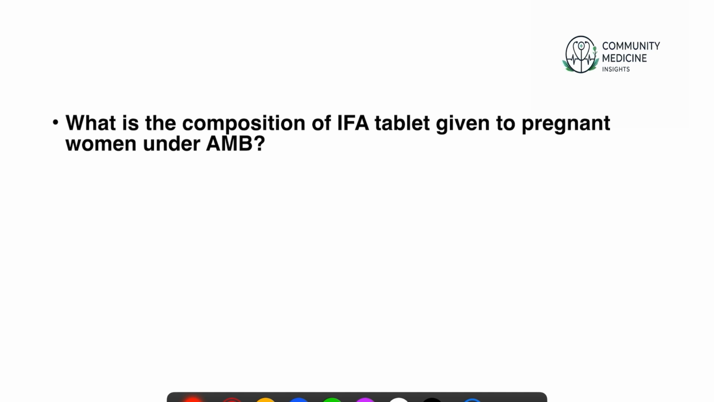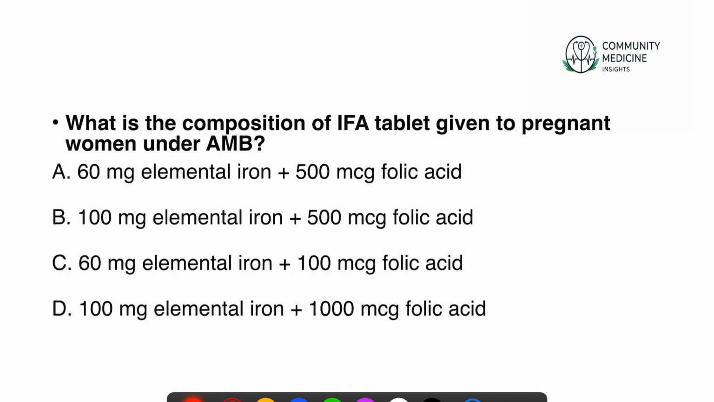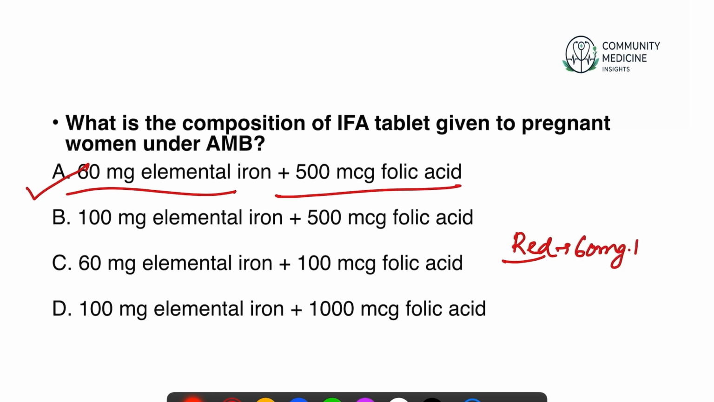What is the composition of IFA tablet given to pregnant women under Anemia Mukt Bharat? And these are the different combinations for elemental iron and folic acid. Earlier we were giving 100 milligram elemental iron in the government program, but now the current recommendations include 60 milligram of elemental iron. So under the program there are different color tablets. The red color tablet, which is given to the pregnant and lactating women, contains 60 milligram of elemental iron plus 500 microgram of folic acid.